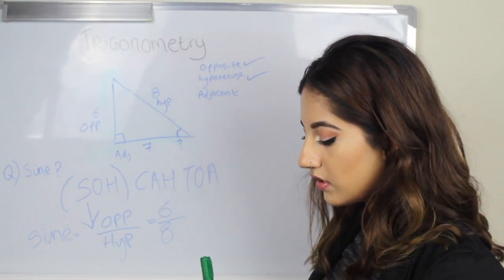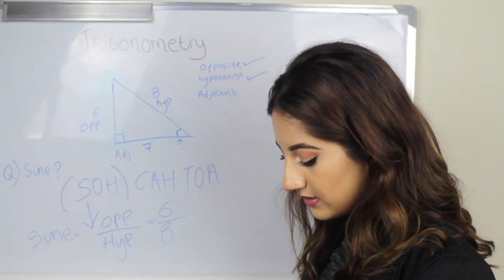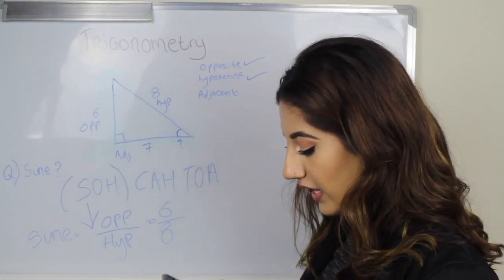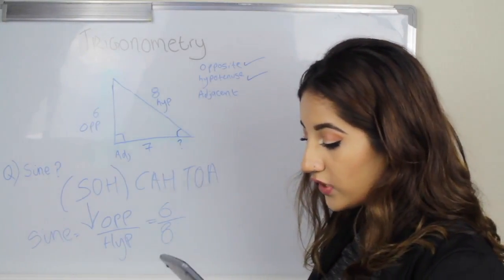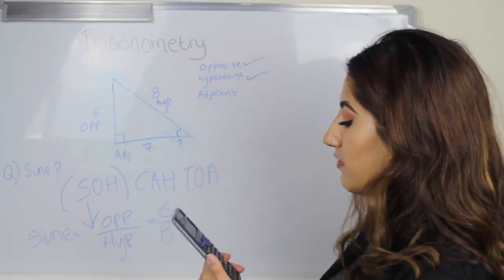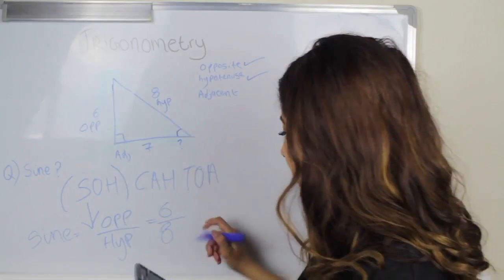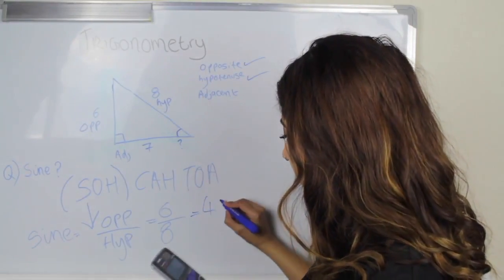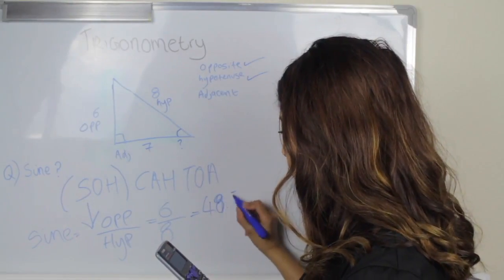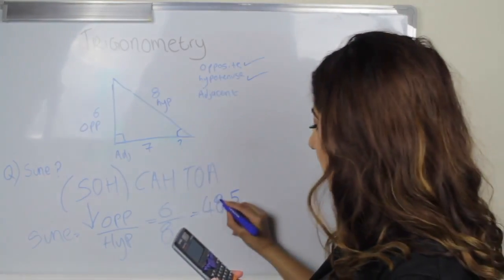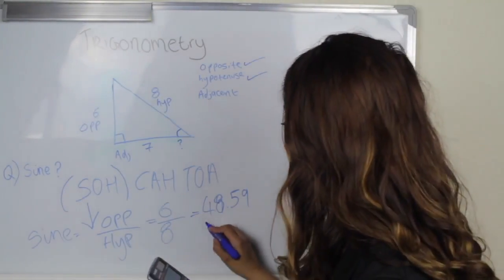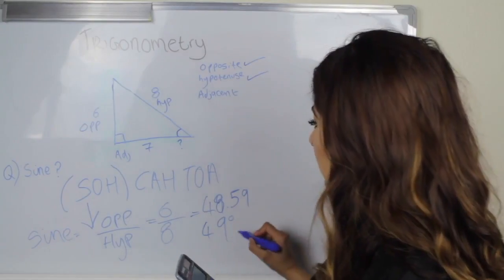Oh, accidentally deleted the answer. Okay, take 6 over 8, and that is 48.59. And there you go. So this angle here equals 48.59, and if you wanted to round this up, this would be 49 degrees.